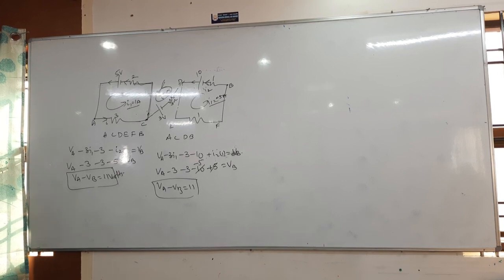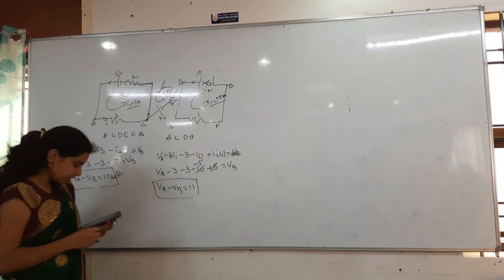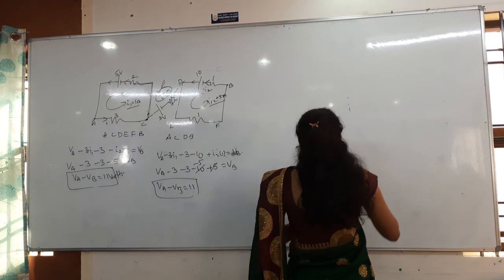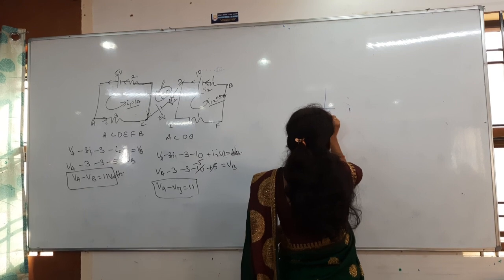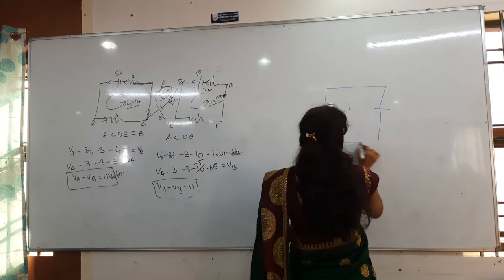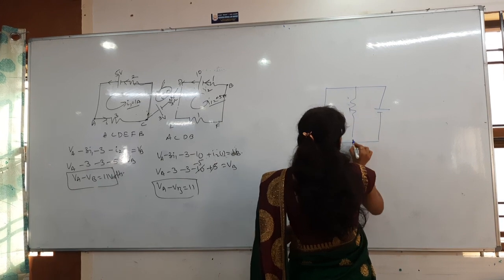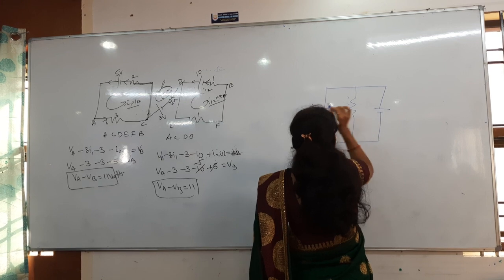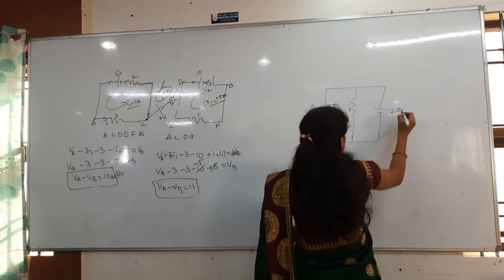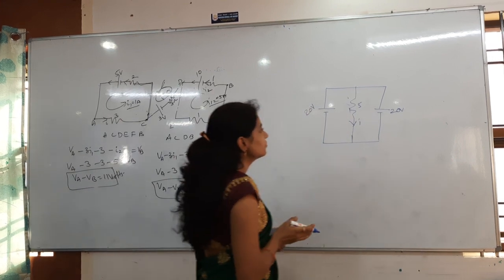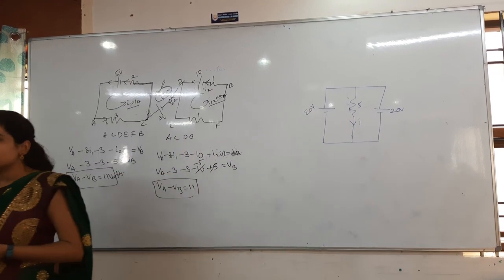Find the current flowing through the 5 ohms resistor. We are discussing about the combination of cells, by the way. Use that technique only. What is the current flowing there?